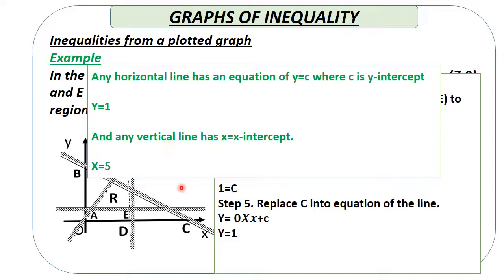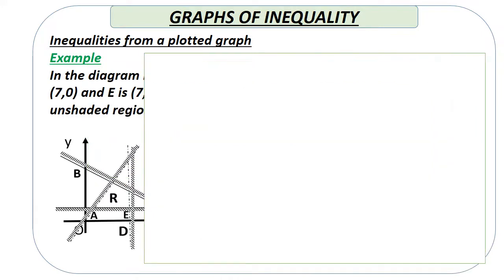So always start with the horizontal and vertical lines. It means you have solved 2. Then you go to the other 2 lines if there are 4, or the third line if there are 3 lines that you need to develop the inequalities for.